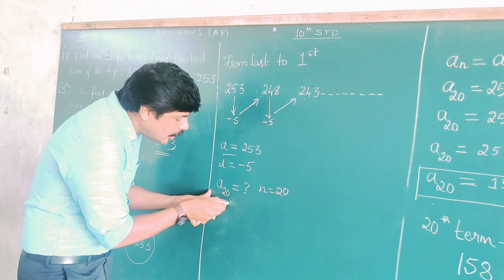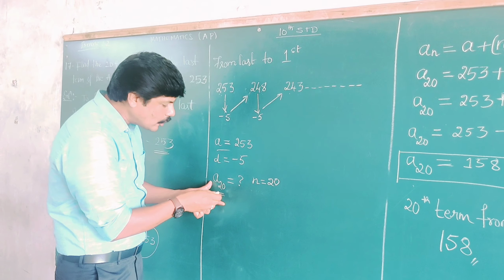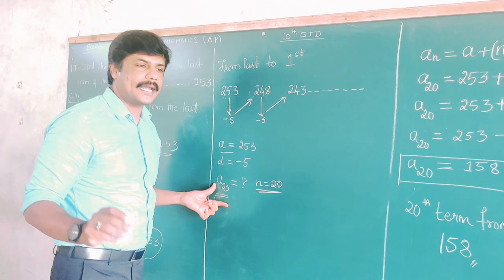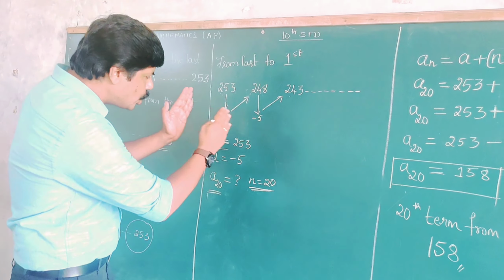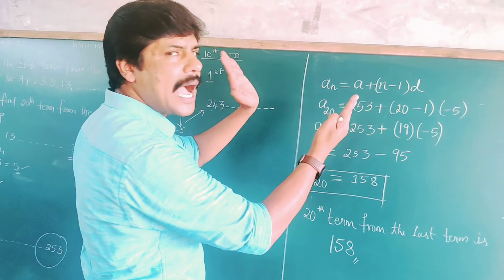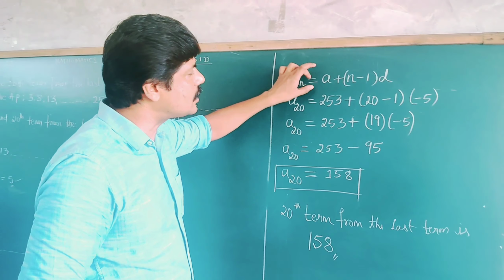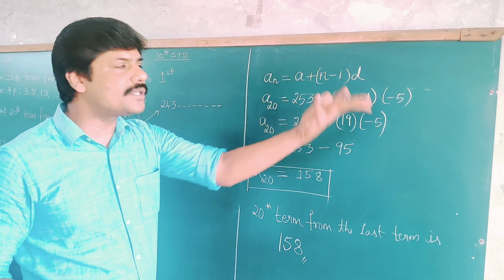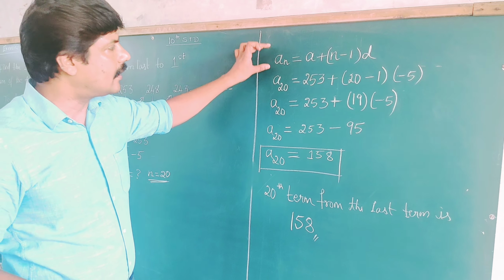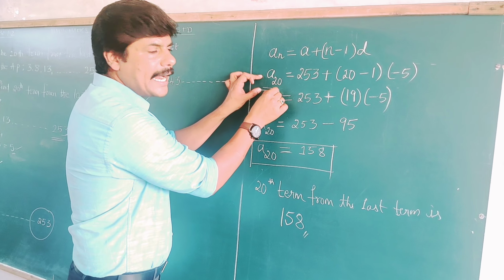Now, what do we need to find? We need to find the 20th term. What do you mean by the 20th term? A20. A20 means n value is 20. Understand now? Now, once you have corrected all this data, then apply the usual procedure, the nth term formula. What is the nth term formula? The nth term is equal to a plus (n minus 1) times d. What do you have to find? You have to find the 20th term. So substitute n value, a20.